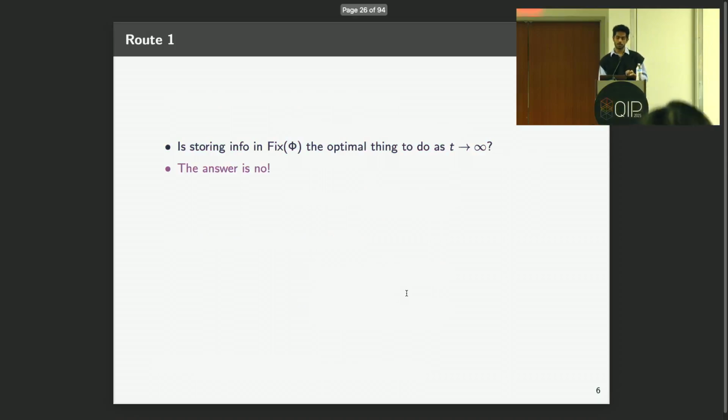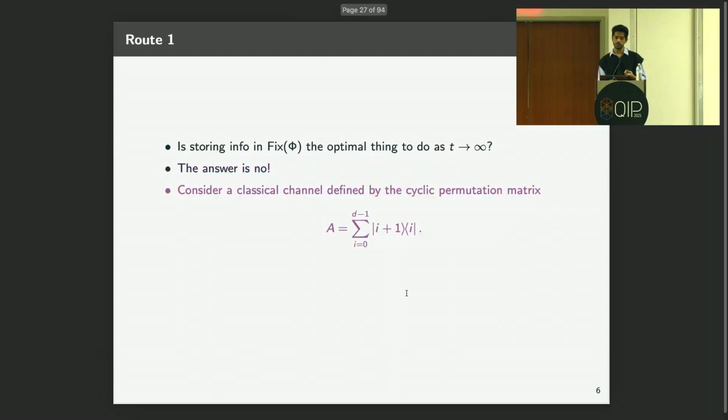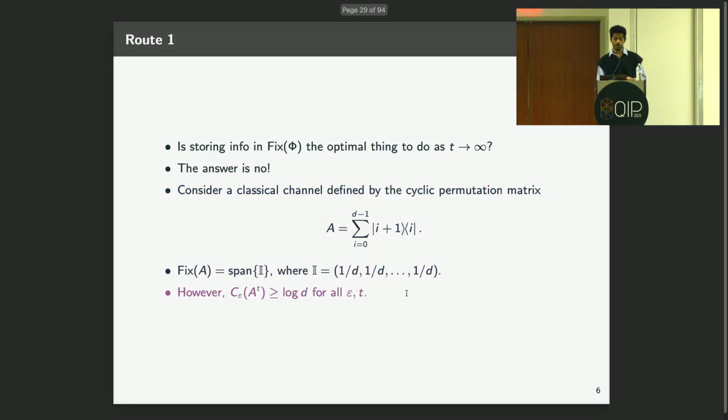Maybe there's something better. And it turns out that that is the case. This is not the optimal thing to do. The easiest way to see this is by looking at this classical example of a cyclic permutation channel. It doesn't do anything, it just shifts things around. And for this channel, you can easily see that the fixed point is just the uniform distribution. It's just a unique fixed point. So these bounds are trivial, they don't tell you anything. However, there is no noise, nothing is confused, it's just shifting things around, so you can send log d bits of classical messages through this channel. So storing information in the fixed point space is not the optimal thing to do.